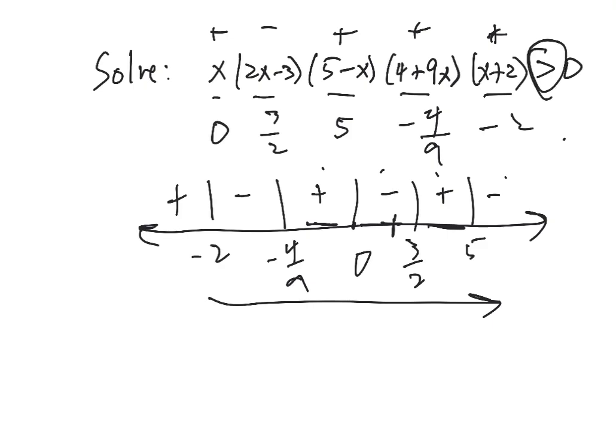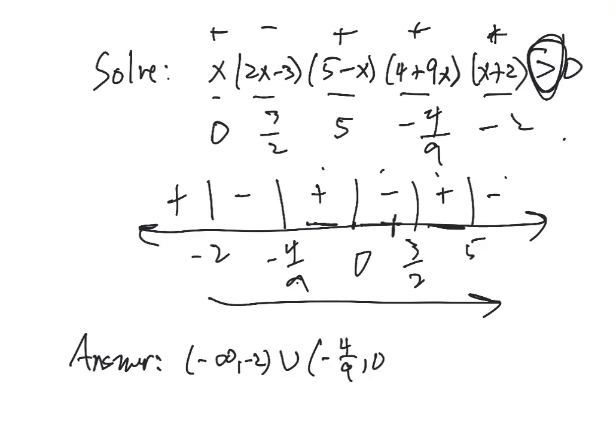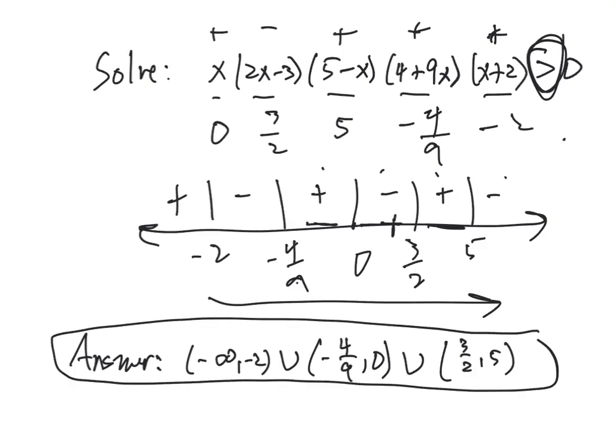Now, what are we interested in? Positive. Here's our answer. Everything less than minus 2. Plus, everything between, I can't read my writing, this is a 9, minus 4/9 and 0, plus everything between 3/2 and 5. Easy as pie.